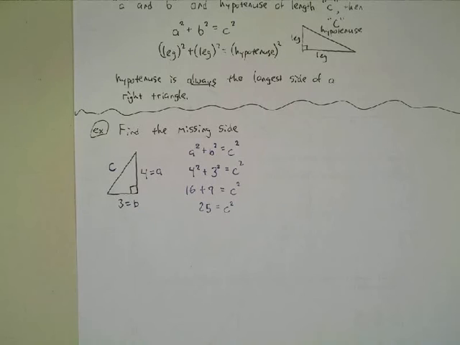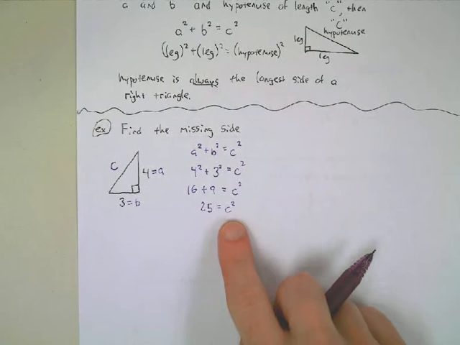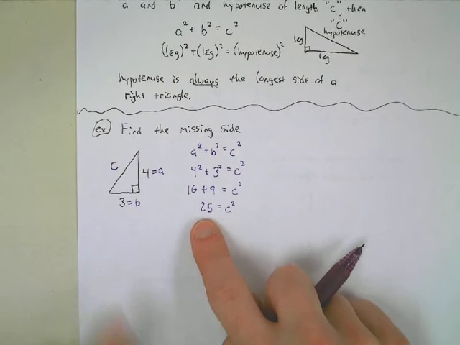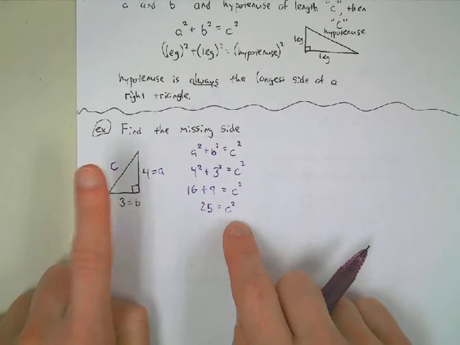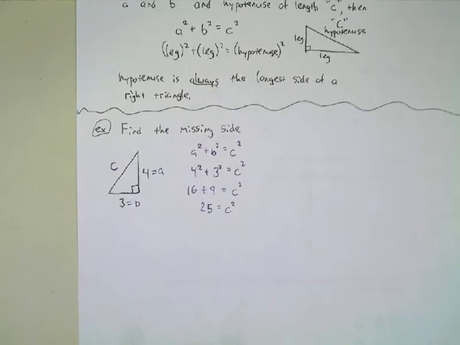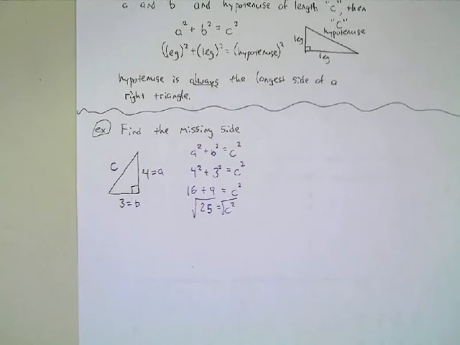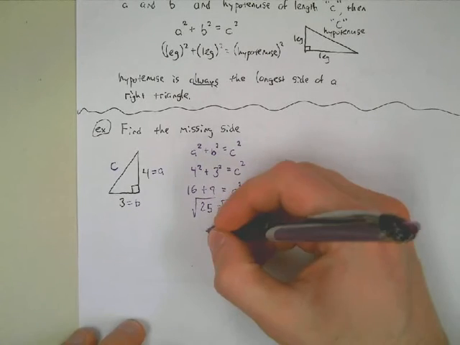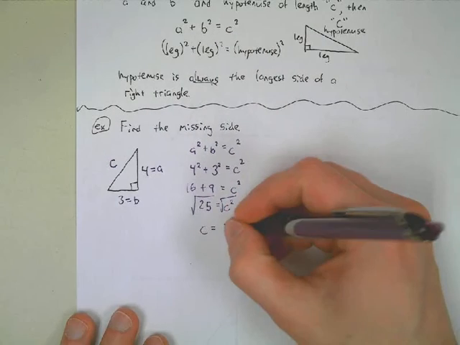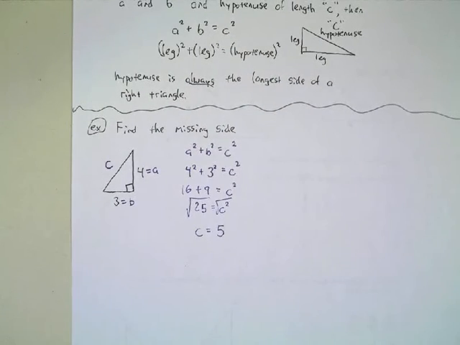We know what C squared is, 25, but I want to know C. So square root, exactly right, square root both sides. And now you can see why we just talked about square roots, because when we solve these Pythagorean theorem problems, we're going to have some square roots show up. What is the square root of 25, Dorian? 5.